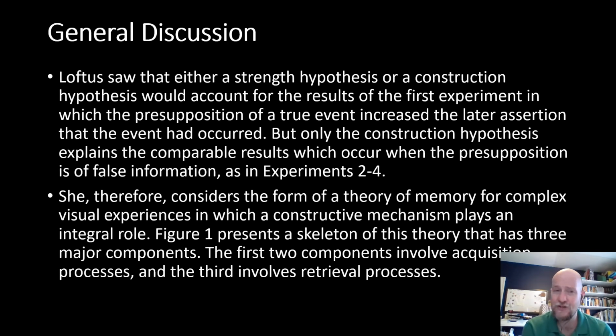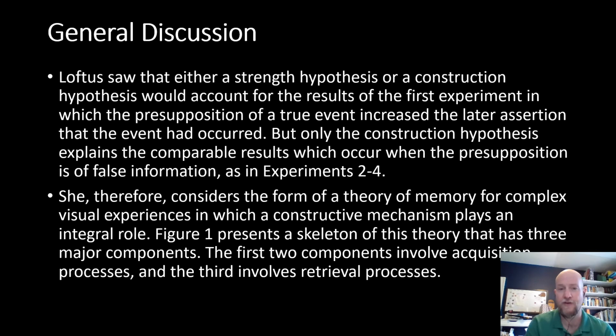But only the construction hypothesis explains the comparable results when the presupposition is false, as it is in experiments 2 through 4. So she therefore wants to form a theory of memory for complex visual experiences in which this constructive mechanism plays an integral role. And figure 1, as opposed to table 1, figure 1 presents a skeleton of this theory that has 3 major components. The first 2 components involve how we acquire memory, and then the third involves our retrieval process.